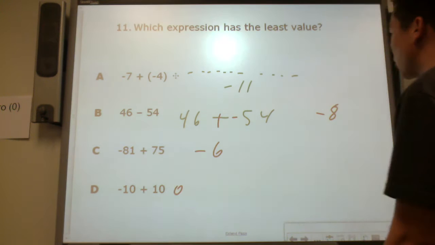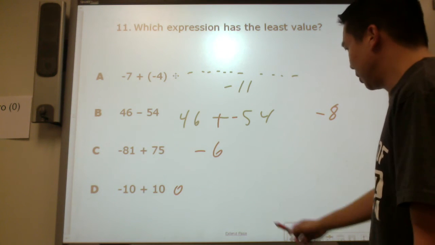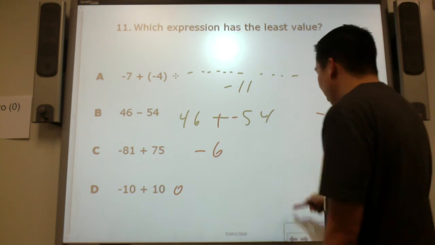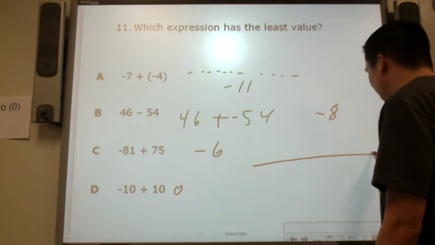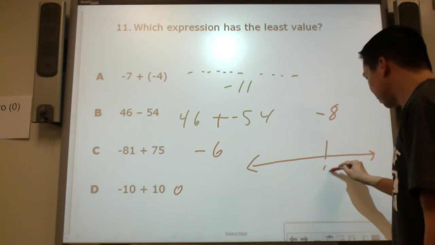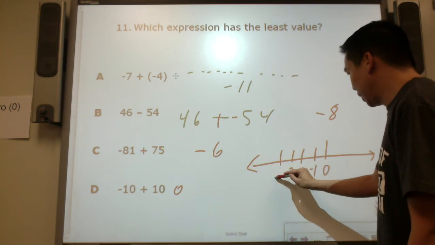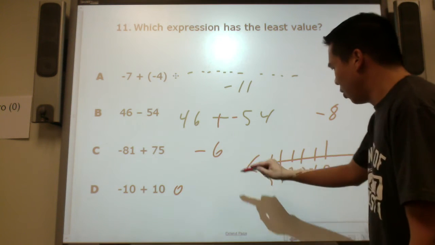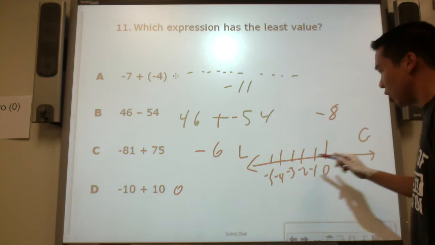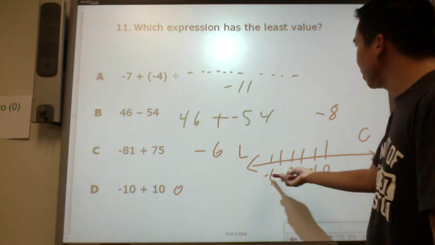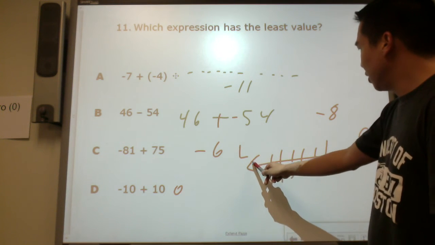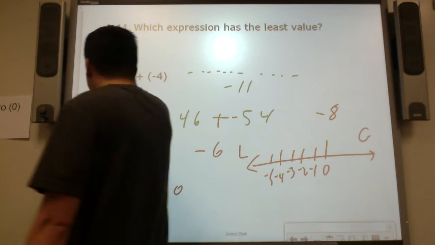So which one is the smallest number here? Well, not D. One of the negatives. I'm going to draw a number line. Negative 1, negative 2, negative 3, negative 4, negative 5. The number line goes from least to greatest. So who's the farthest from 0 on the left side? The farthest from 0 will be negative 11. A is the answer.